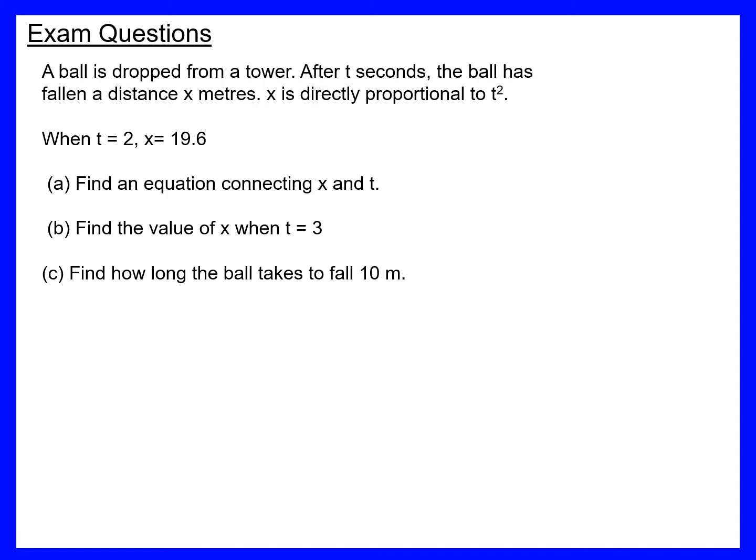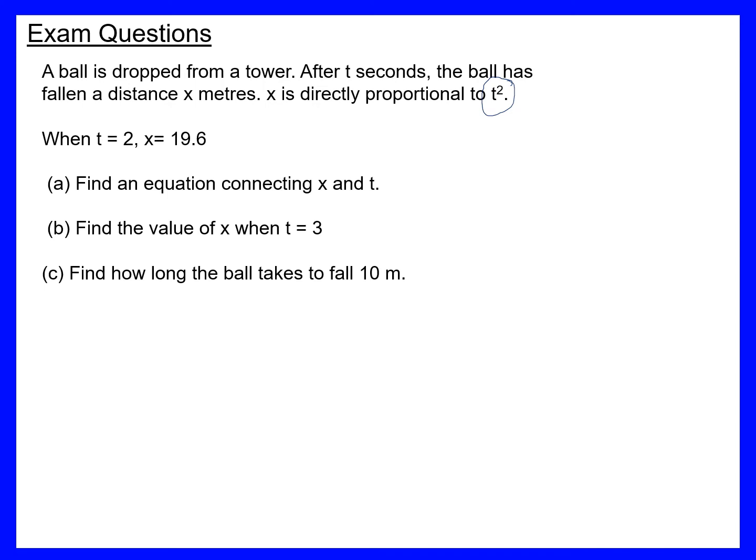So the first one here then, a ball is dropped from a tower. After t seconds, the ball has fallen a distance of x meters. X is directly proportional. Now, this is important to note. Look, x is directly proportional to t squared this time. Okay, so not just to t. When t is 2, x is 19.6. Find an equation connecting x and t.